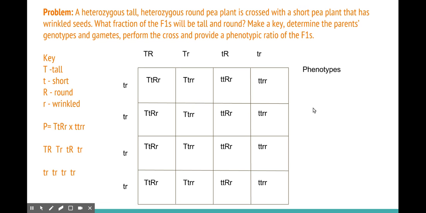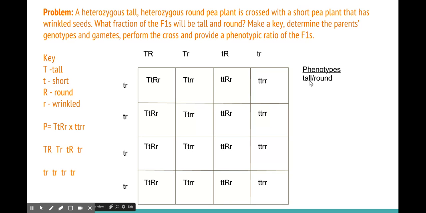Okay, the next thing that we're supposed to do is list out the phenotypes so that we can list out a phenotypic ratio. So what are the potential phenotypes that pea plants could have in regard to these two traits? We could have tall pea plants and round. We could have tall and wrinkled. We could have short and round and short and wrinkled. And that's what I've got here.